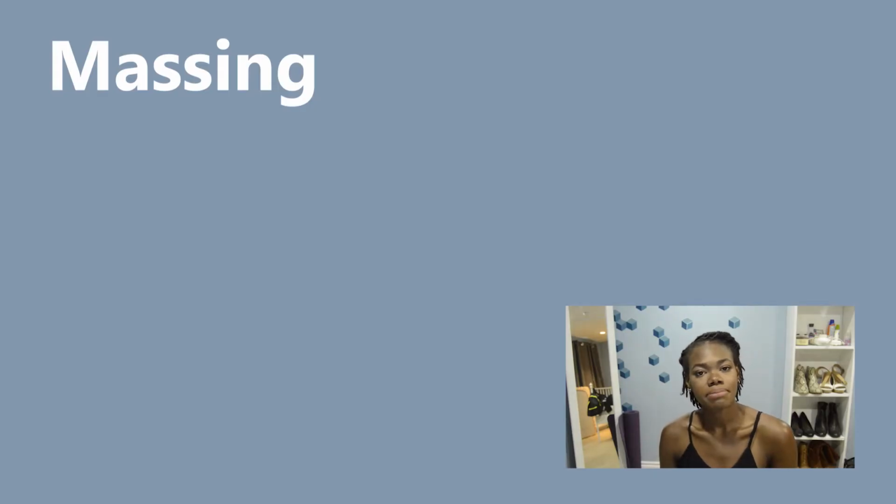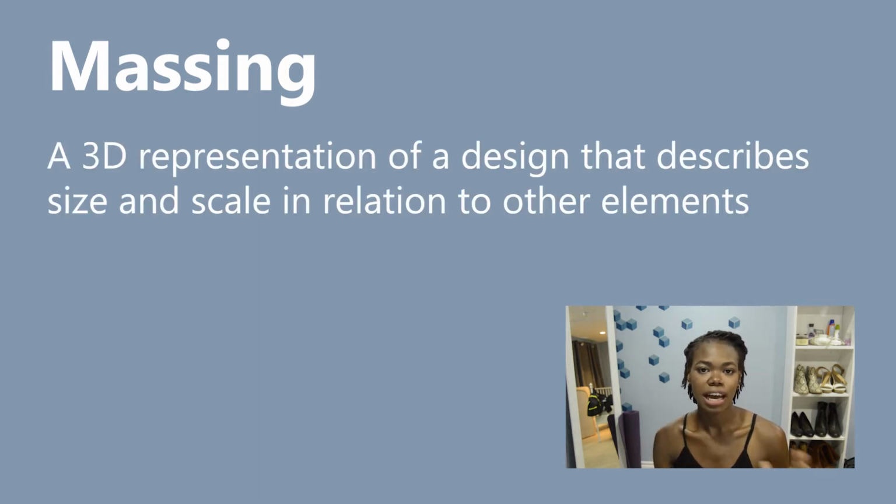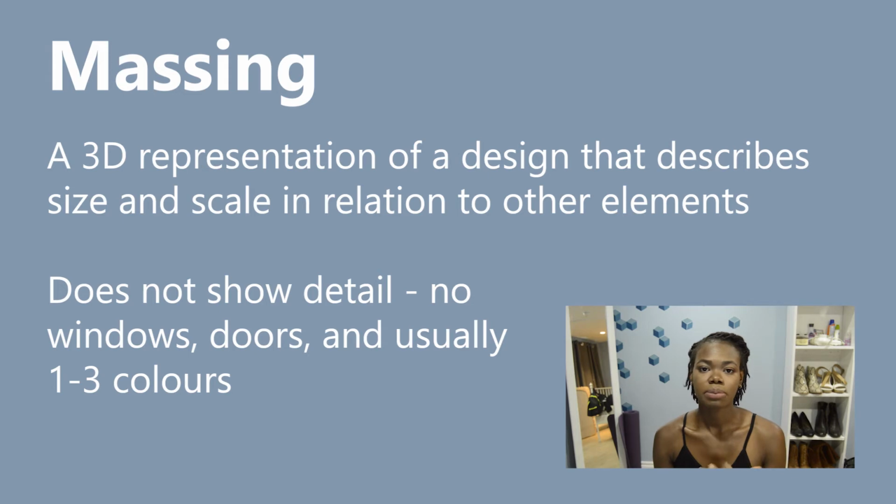So the next word is massing, and massing is basically the overall size and scale of your building in relation to its surroundings. So imagine taking your design, throwing a tablecloth over it, and then kind of like sucking the air out of it. That would be your massing. Your massing isn't detailed. All it's supposed to show is how the size of the building and the scale of the proportions of your building relate to each other and relate to the overall site.